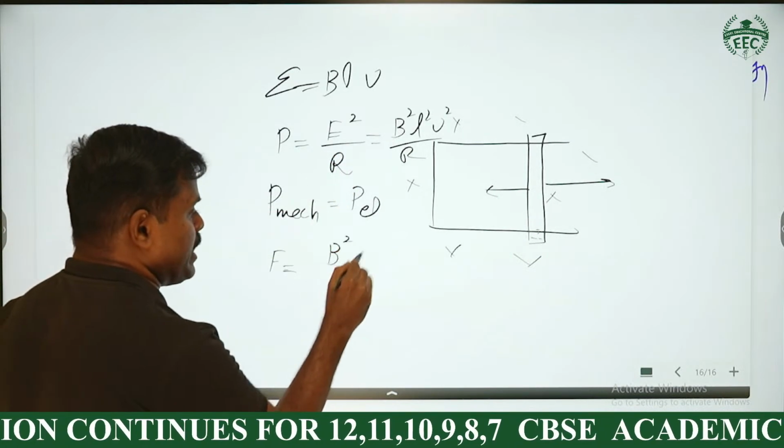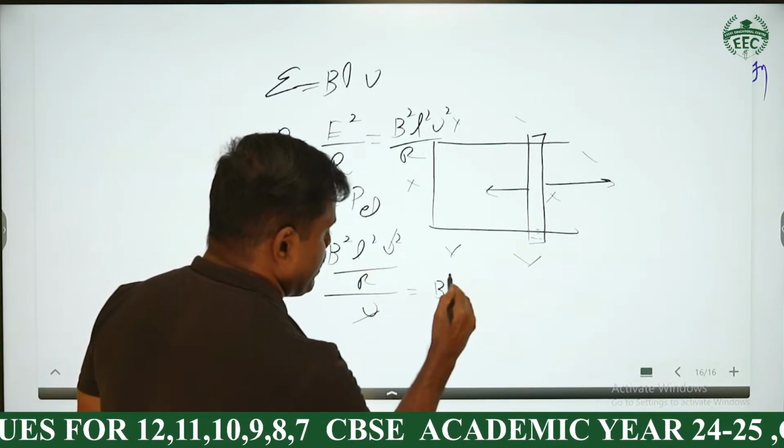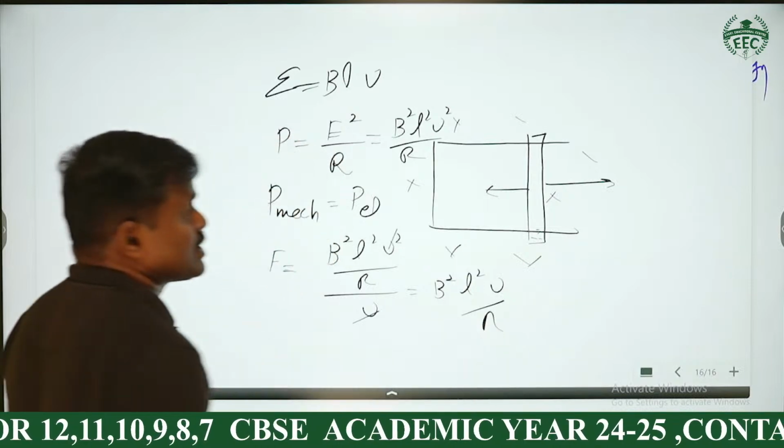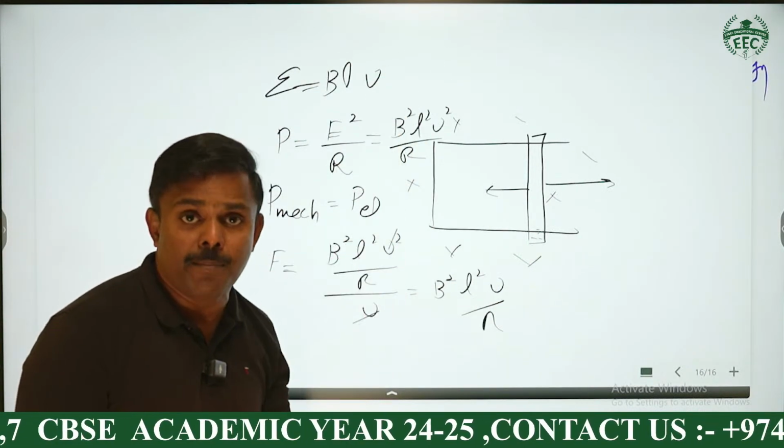Power by velocity: B square, L square, V square by R, divided by V. V and V are cut, and you get B square, L square, V by R. This is a motional EMF based question. This derivation is important. Numericals are important.